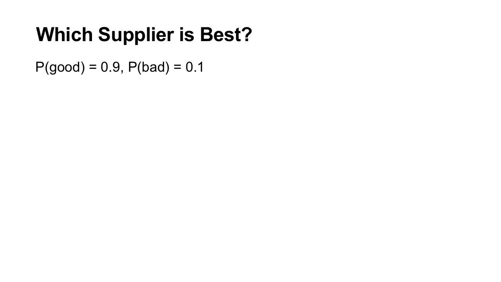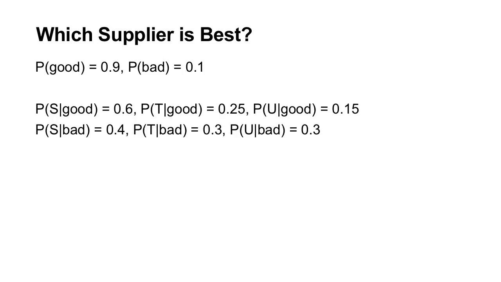We can't answer that question yet because let's look at our data. Our data set tells us something different. We learned probability of good, 0.9, probability of bad, 0.1. And then the other probabilities are conditional probabilities, but they're the wrong way. We have the probability of S given good because we were told among the good parts 60% came from S. And so on. At the bottom of the slide you see the other numbers. But what we are interested in is probability of good given S. So what should we do?